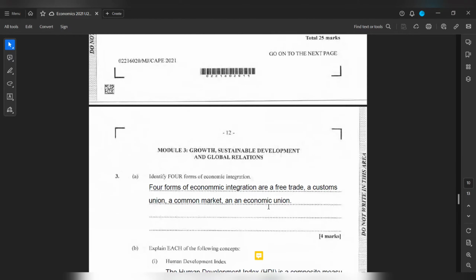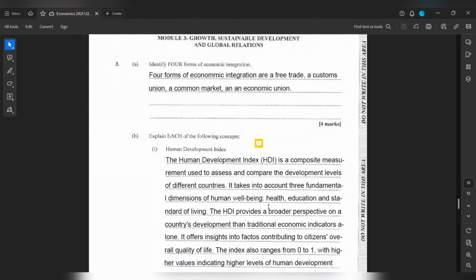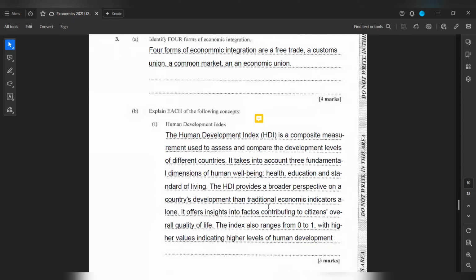Explain the following concept: Human Development Index. The Human Development Index, HDI, is a composite measurement used to assess and compare the development levels of different countries. It takes into account three fundamental dimensions of human well-being. We have health, education, and standard of living.